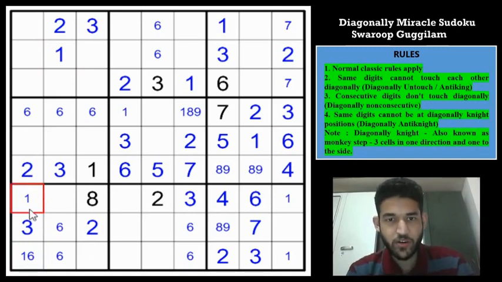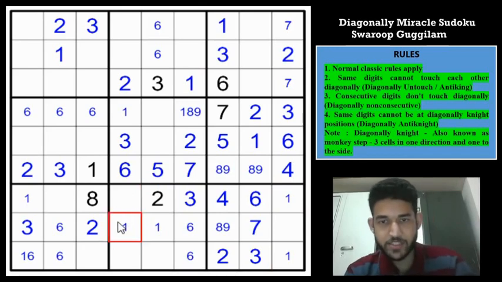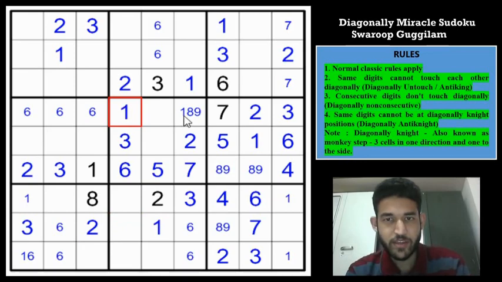Okay, so 1 is in row 7, row 9, which means for row 8, 1 has to go into one of these 3 cells, but 1 is here, can be eliminated, and this one is diagonally consecutive to the 2, so 1 has to be placed here, right? And that gives the 1 in box 5. Great, we are getting some good progress now.